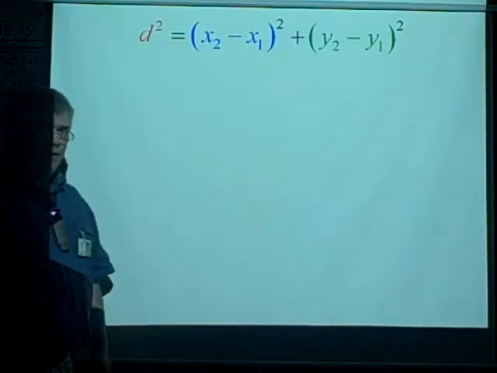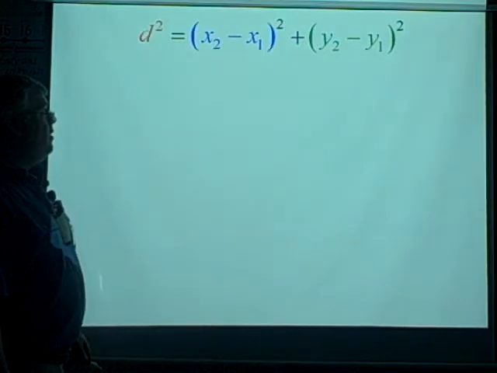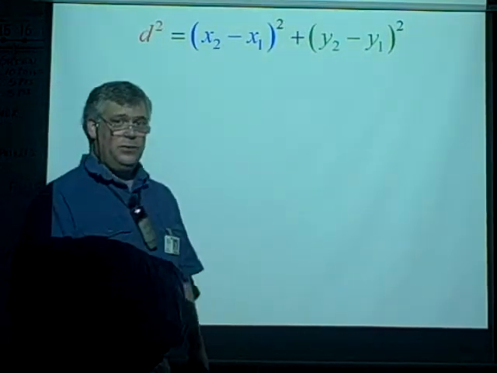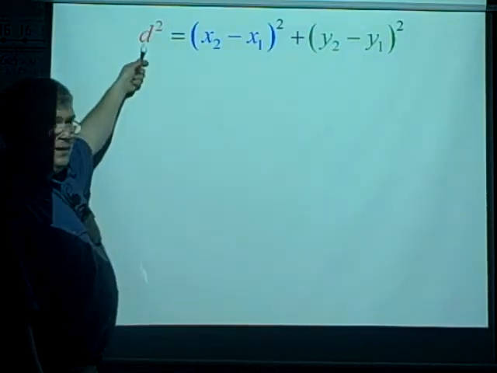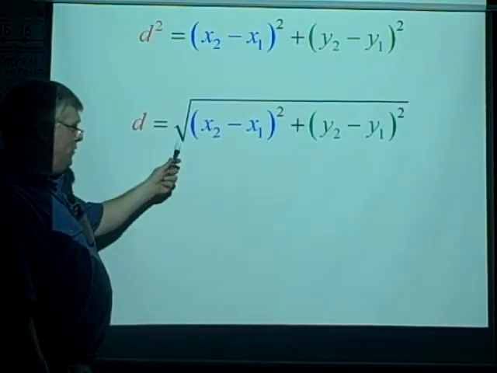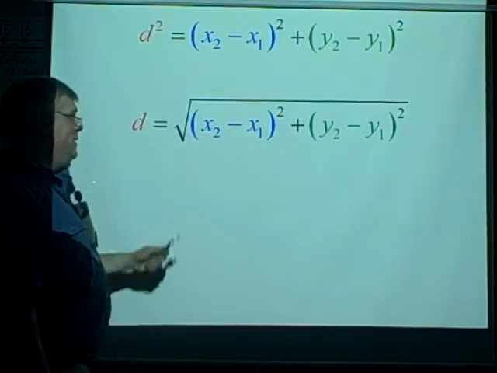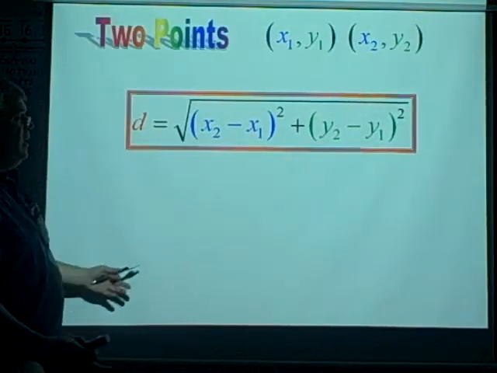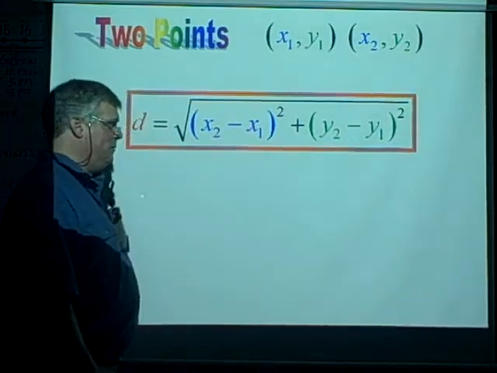Now, whenever you're solving a Pythagorean theorem problem for the hypotenuse, you need to square the 2 values, add them together, and then do the square root to get the result. So right now, here I've got d squared, but I really want just plain d. So what I need to do is take the square root of this side in order to get the value of the distance. All right, so if you're given 2 points, this is the formula you would use to find the distance between the 2.